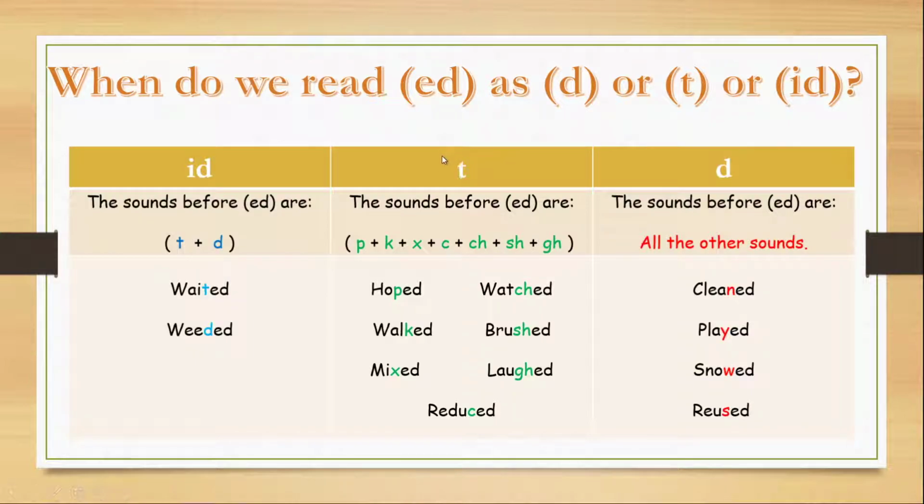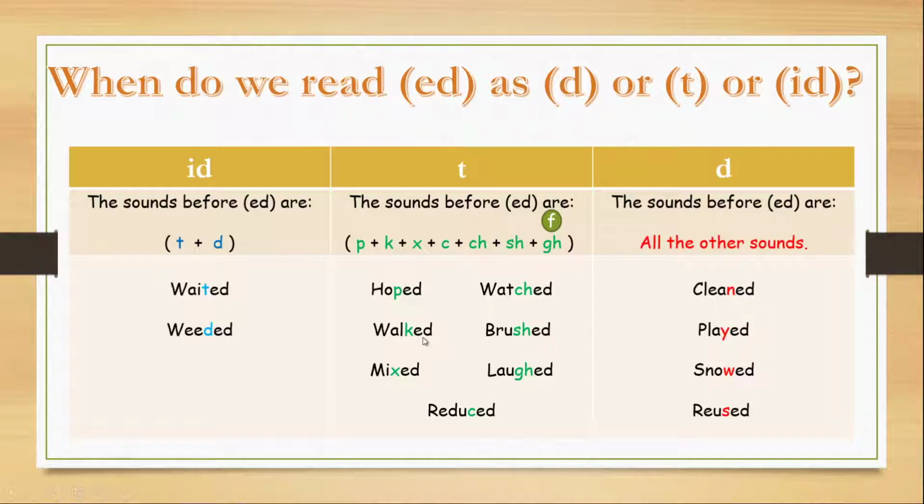Now let's go to the T sound, which is a little tricky. The sounds before ed are P, K, X, S, Ch, Sh, or F. Okay? The GH sound like F. So let's see. Before ED, we've got P, and P is one of the letters here. Hoped. See? It sounds like T.